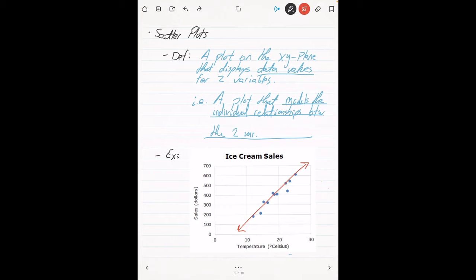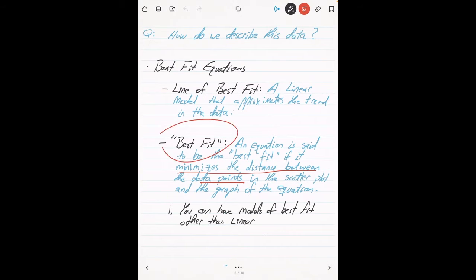Some people might say, well, how do you know that's the line of best fit? What does best fit mean? What if I drew that line, or that line, or this one? They're all very similar. How do you know which one is the best? Well, we're going to define a best fit equation as an equation that minimizes the distance between the data points in the scatter plot and the graph of the equation. That's the most common way of defining best fit.